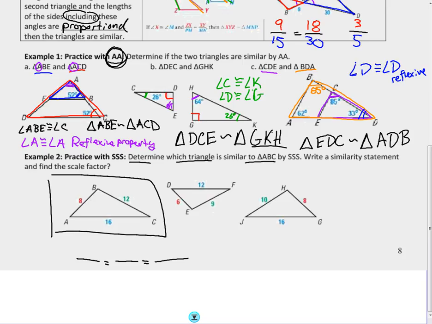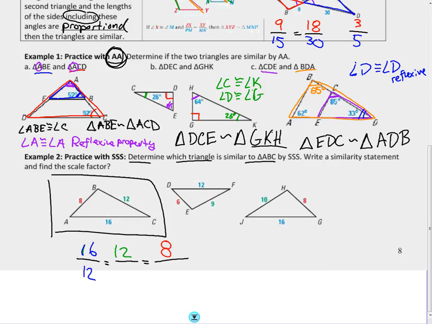AC, which is what? 16. The next smallest side is? BC, which is 12. And the smallest side is? 8. I want to match those corresponding sides with the same large, medium, small sides on the other triangle. What's the large side on the DEF? 12. Then it's going to match up with 9, and the smallest one is 6.